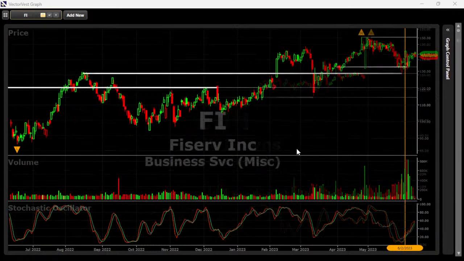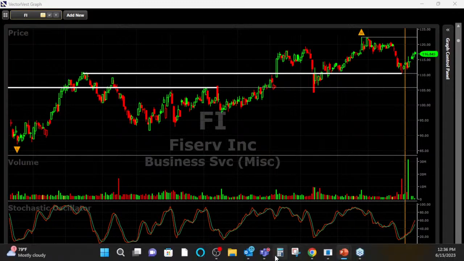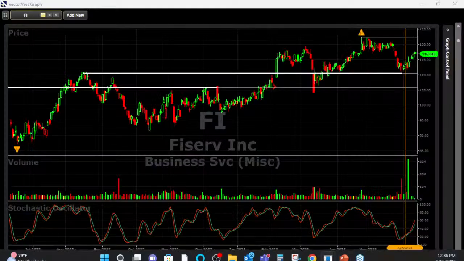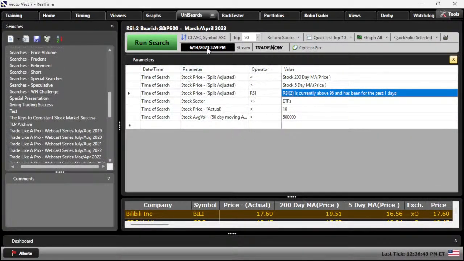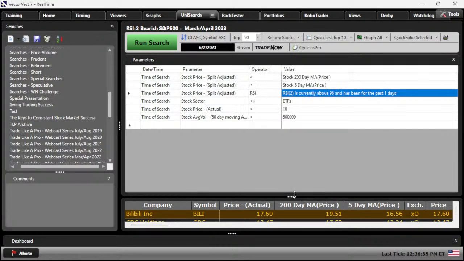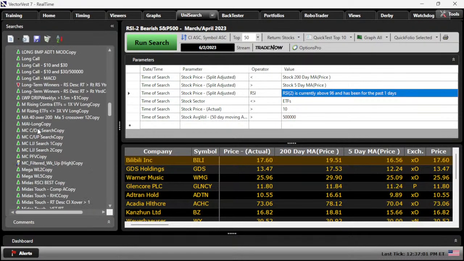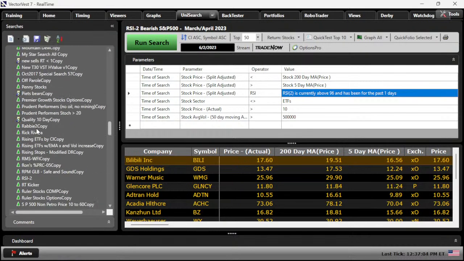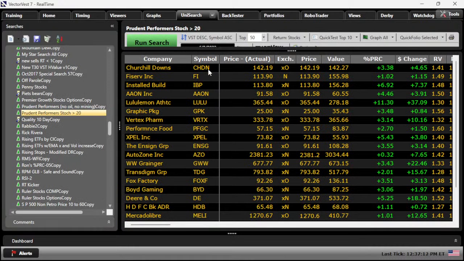But what a setup. Here's another one, FI, another great setup. One of the top stocks from the search results on that day, June 2nd. And let me show you real quick. Just going to take the date here in our units. This is the program now. This is not slides. I'm not in slides anymore. And if I go to that search and run it on June 2nd, there are the first couple of stocks, Churchill Downs and FI.